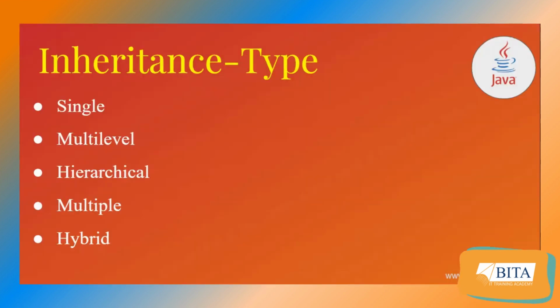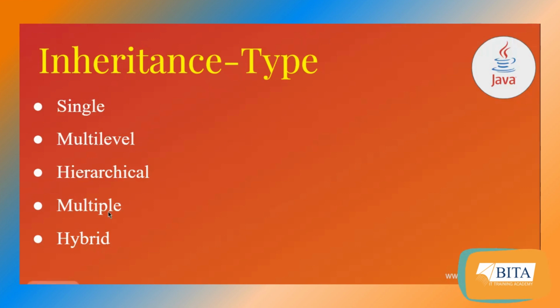We have 5 types of inheritance. One is single, where a single class inherits from another class. So this is called single inheritance. Next one is multi-level. Here we will have a chain of inheritances, which is called multi-level. Next one is hierarchical, where 2 or more classes inherit from a single class.